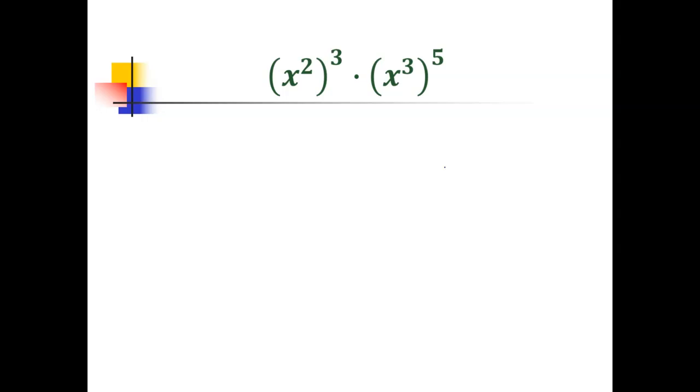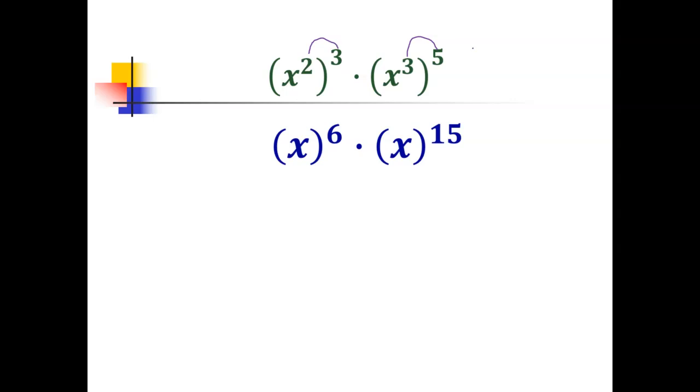Let's try another one. X squared to the power 3 times x cubed to the power 5. Now, this was the second rule we learned for the power rules. We have a power and a power and a power and a power. So we're basically just multiplying to get rid of the parenthesis. So that's how I get x to the power 6 and x to the power 15. I put x inside the parenthesis. If you don't want to put it inside the parenthesis, that's completely fine.